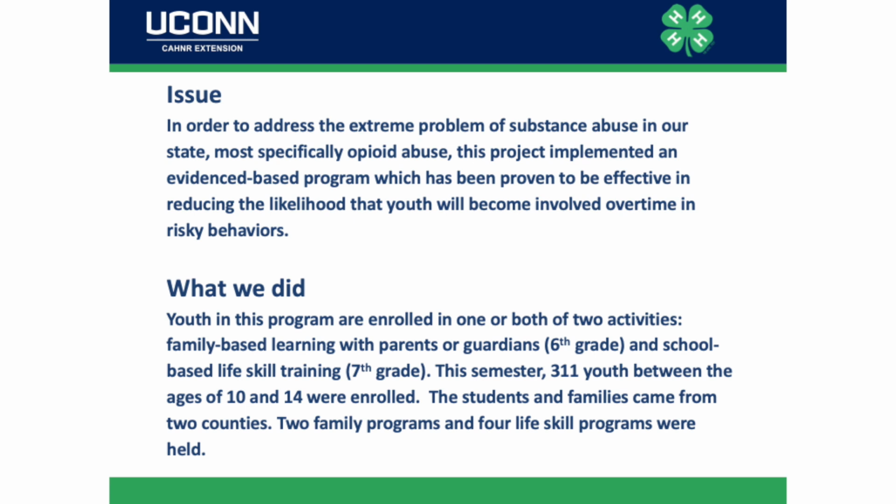So here we have one that says, in order to address the extreme problem of substance abuse in our state, most specifically opioid abuse, this project implemented an evidence-based program which has been proven to be effective in reducing the likelihood that youth will become involved over time in risky behaviors. What we did: youth in this program are enrolled in one or both of 2 activities, family-based learning with parents or guardians in the 6th grade and school-based life training in the 7th grade. This semester, 311 youth between the ages of 10 and 14 were enrolled. The students and families came from 2 counties. 2 family programs and 4 life skill programs were held. So there's the little bit about what we did.